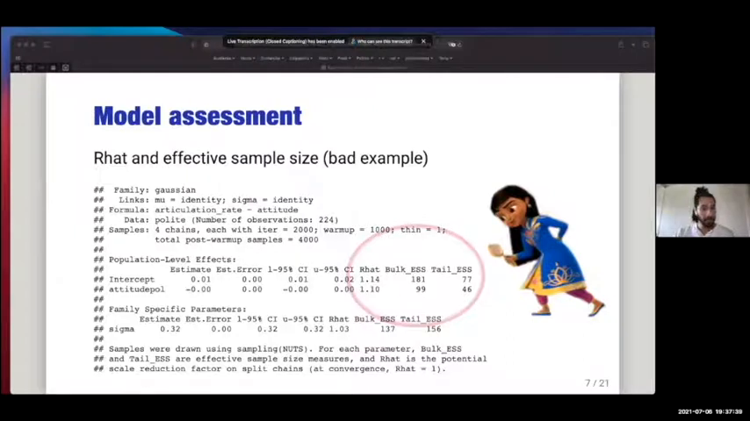So again, this is the poor model. We'll notice that if we look at R hat, the values are much higher than 1.01, right? And the effective sample sizes are too low, right? They are much lower than 100 times the 4 chains that we have. They're lower than 400 in both cases for bulk and the tail.